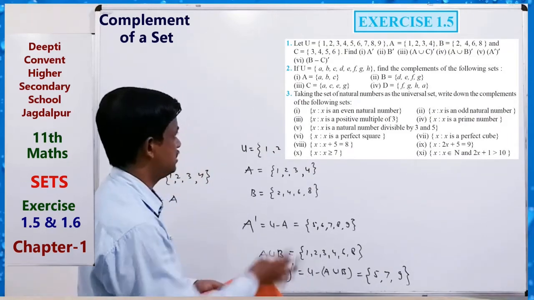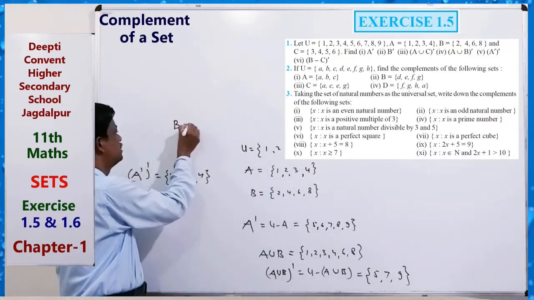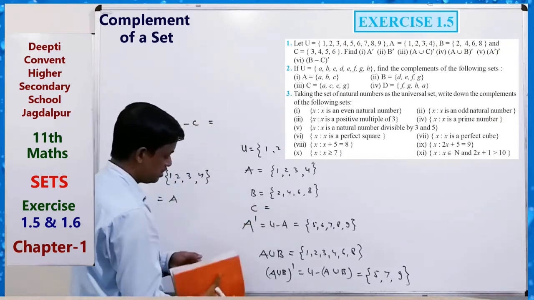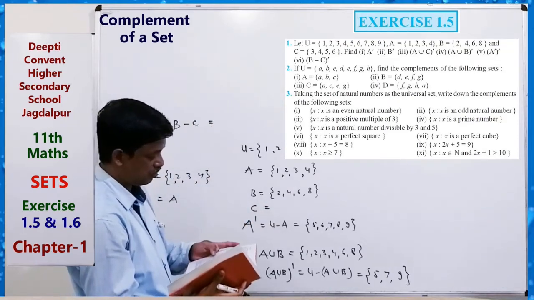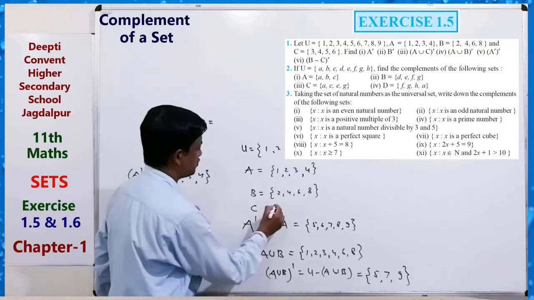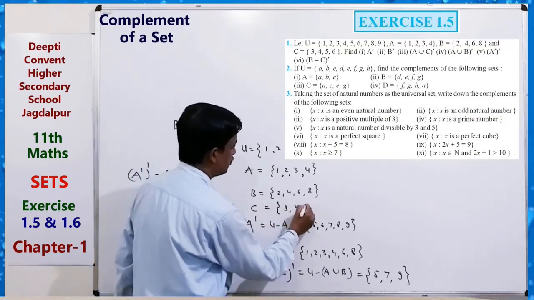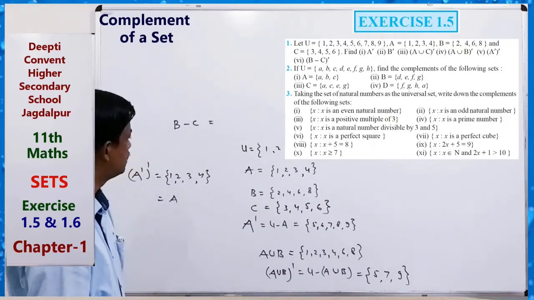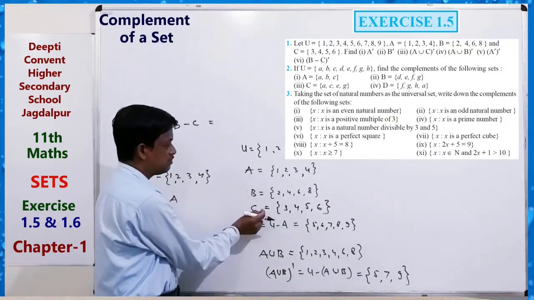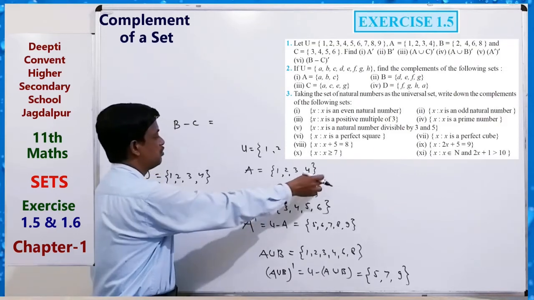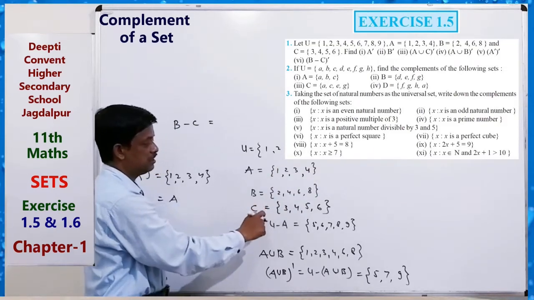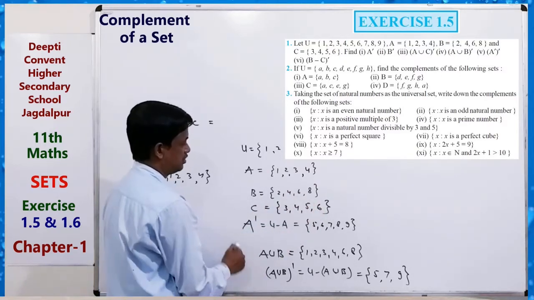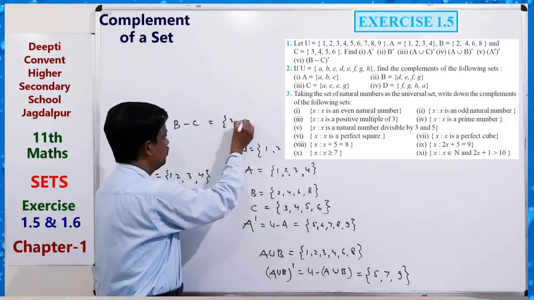B minus C dash is here also. B minus C dash, they are set also C. C means what? 3, 4, 5, 6. So B minus C means take all the elements of B except C. Except 4 and 6. That is 2, 8.